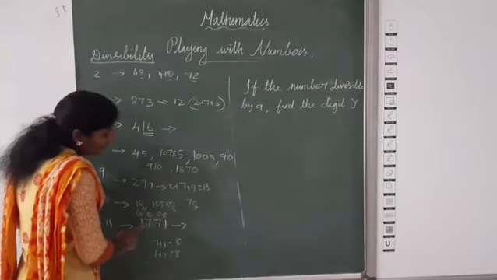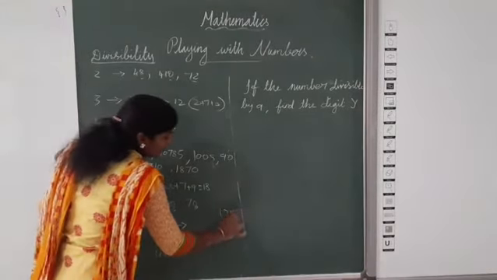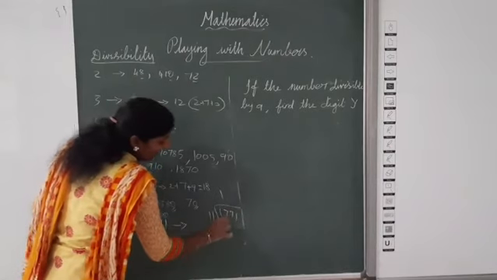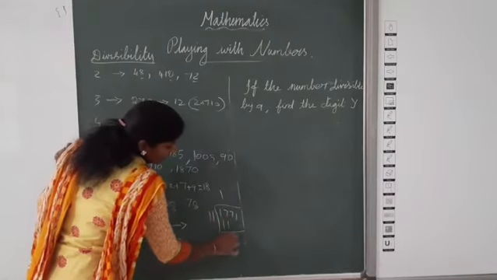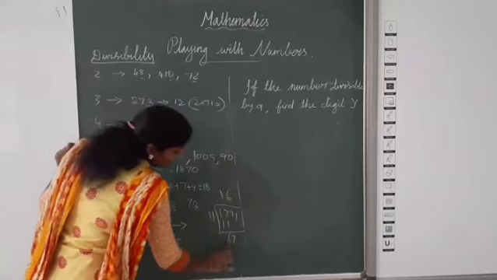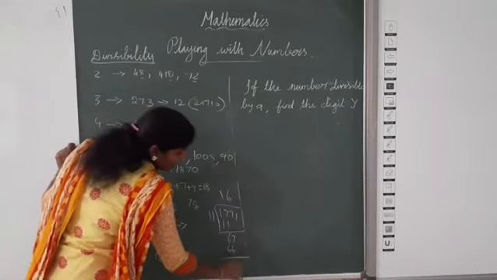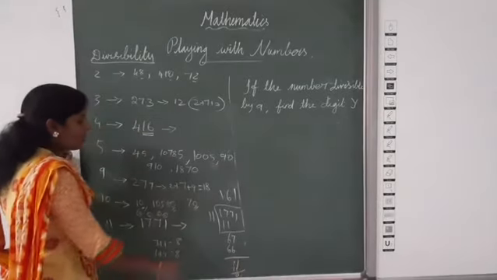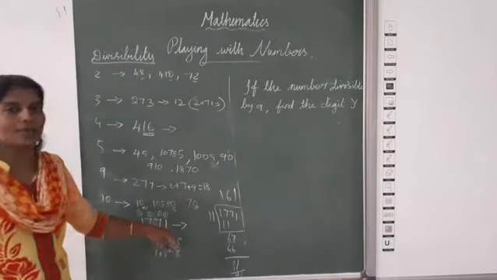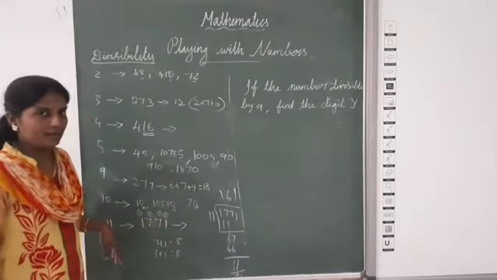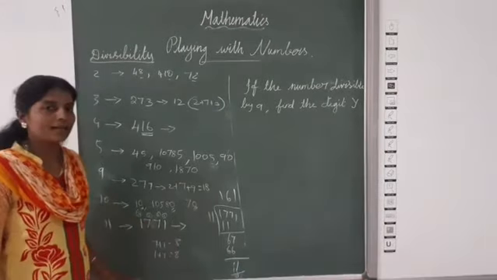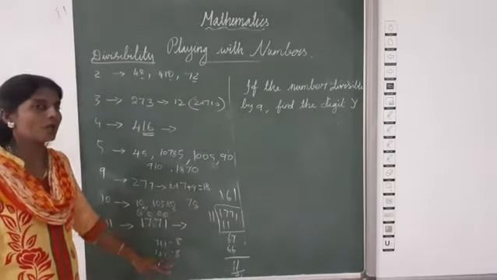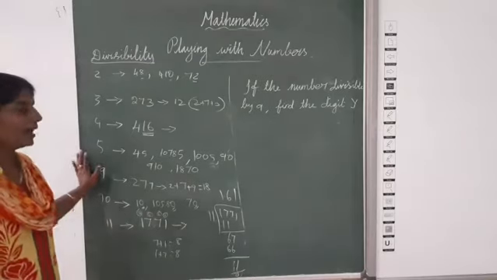Now listen here. 1771 is divisible by 11: 11 times 1 is 11, 6 balance. Bring down 7, 67. 6 elevens are 66. Again 1 balance. 11 times 1 is 11, 0. Did you get 0? Yes. So 1771 is divisible by 11. Now we can sum up the odd places and even places, then the difference is 0. So this number is divisible by 11.